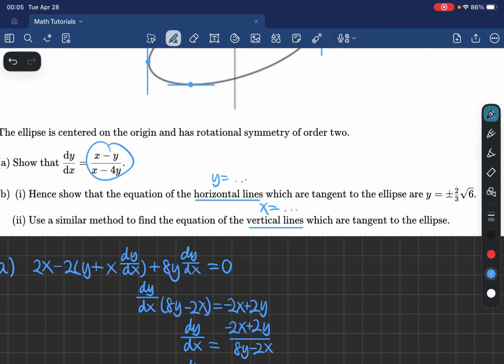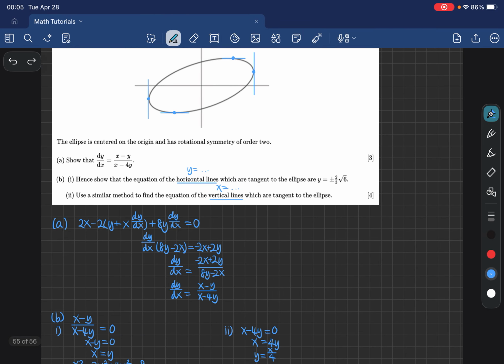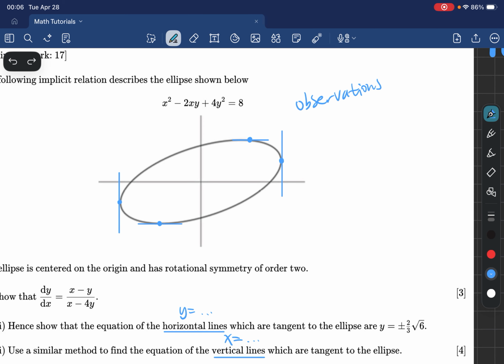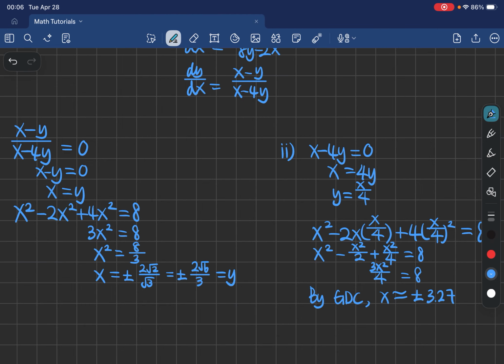So we already have this, and we know that the horizontal tangent is when dy over dx equals 0. Like the slope of the tangent is 0. So that means x minus y must be 0. So x equals y, right? And remember, we have our original formula, so we can substitute x equals y back in there and find the y values. Or you can find the x value. Both ways are fine because they're equal. So you just find them and then make sure that they equal plus or minus this thing.